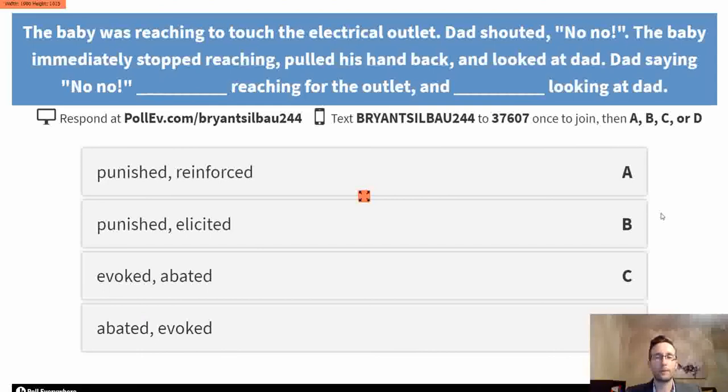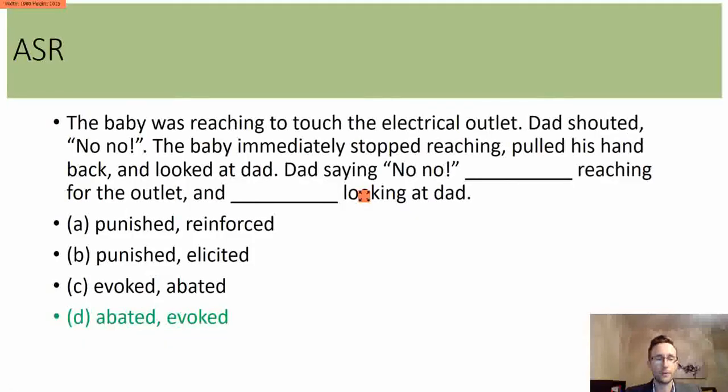A couple more seconds. And I'll close the poll. The answer is D, abated and evoked. It momentarily decreased reaching for the outlet. It stopped the behavior actually, and then evoked looking at that.